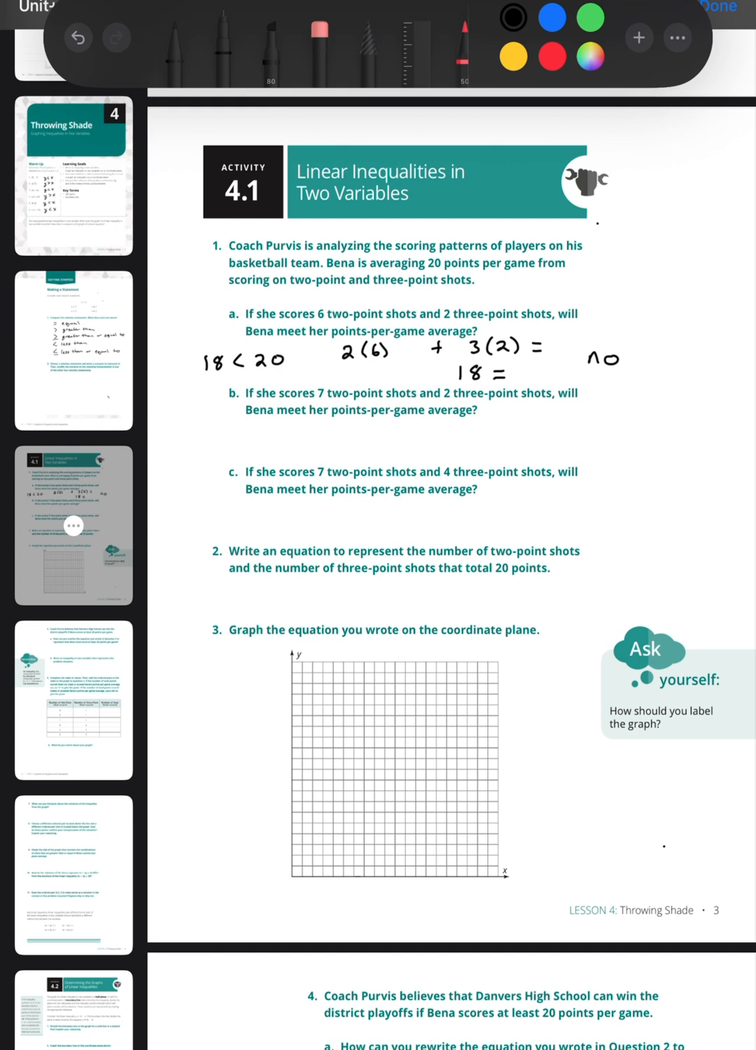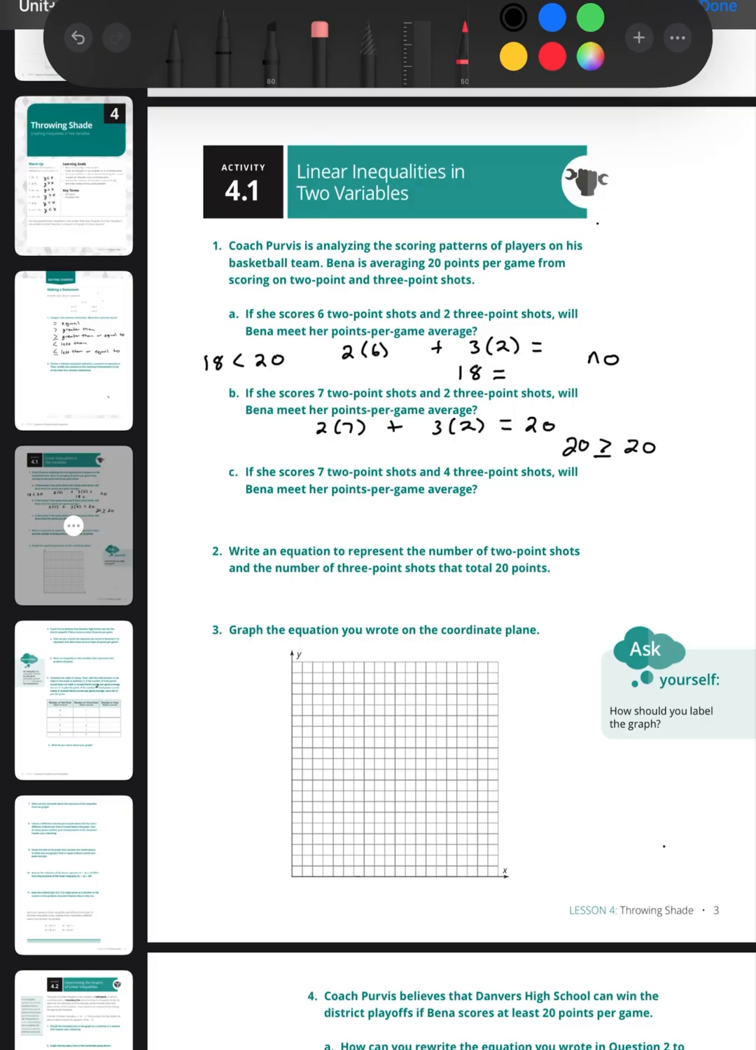For B, if she scores 7 2-point shots, so 2 times 7, and 2 3-point shots, so 3 times 2, we want to know what that would equal. If we simplify that, we are going to get 20. So yes, now Benna does equal her average. 20 equals 20, so we'll write it that way. You can either write it as an equal, or if you wanted to do it as an inequality sign, as long as we had that or equal to, it would be a true statement.